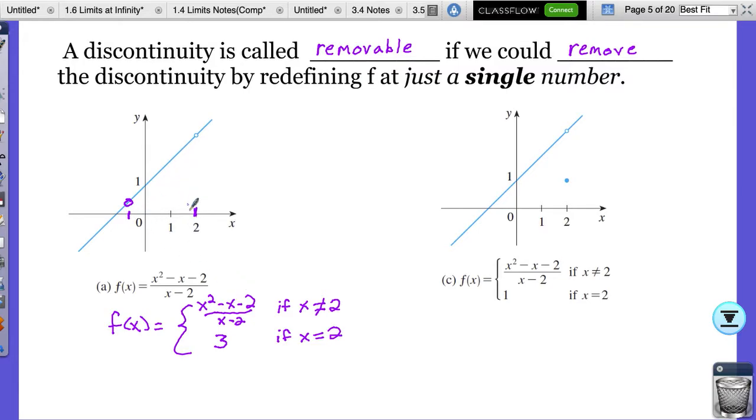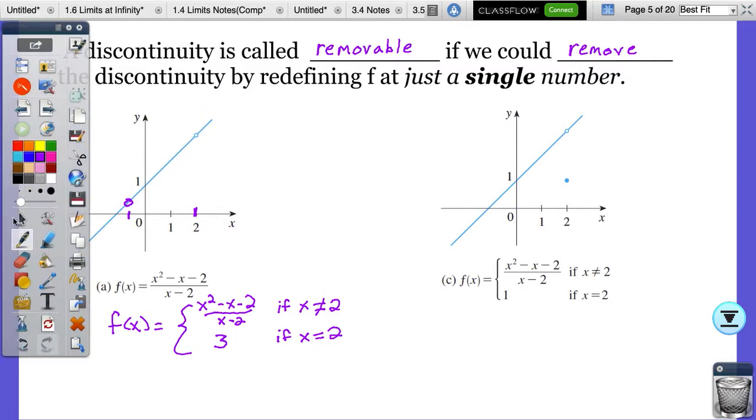And so if I redefine and say, I want this blue line everywhere except at 2, because there's a hole there, but for this second part, at 2, let's fill in that gap. I'm now continuous.